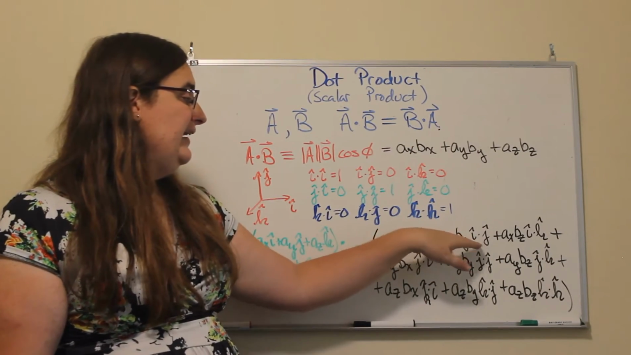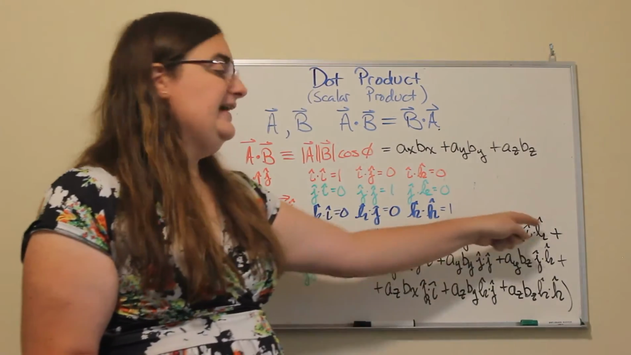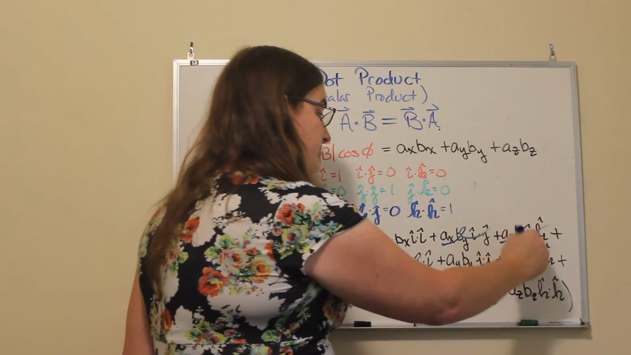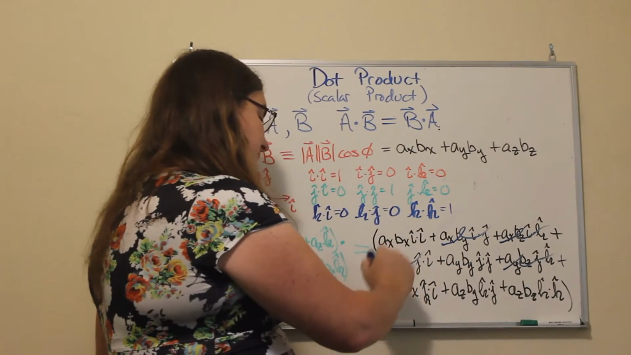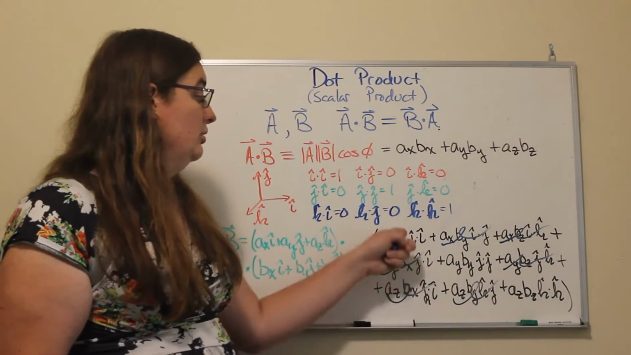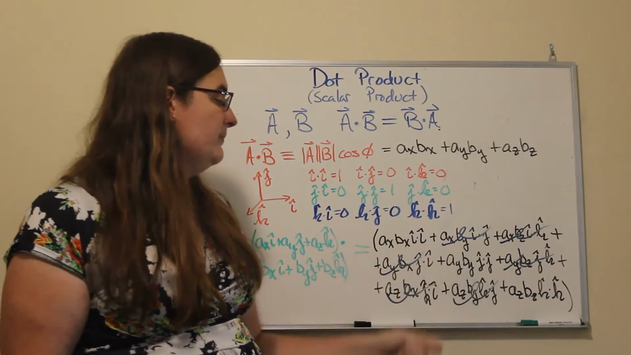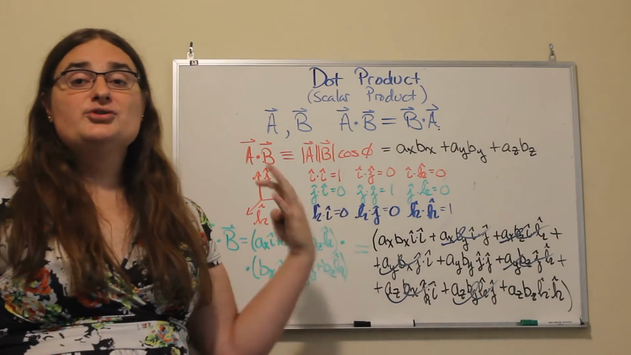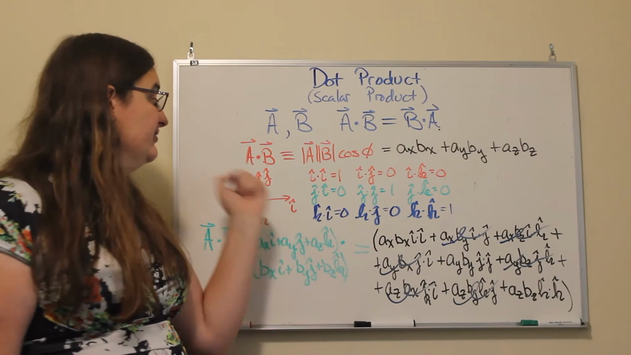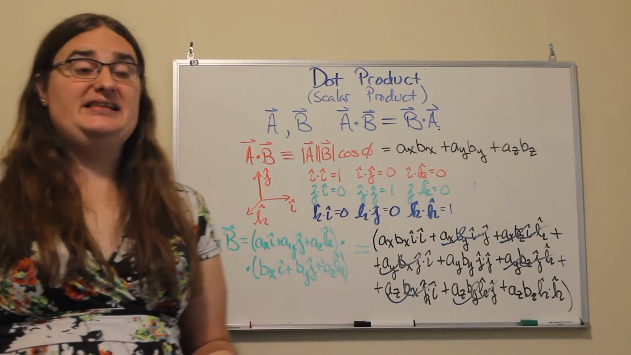Then Ax By, i dot j, is 0, so that goes away. i dot k, 0. j dot i, also 0. j dot k, 0. k dot i, 0. k dot j, 0. The diagonal components of this distribution, Ax Bx, Ay By, Az Bz, are all going to be multiplied by 1. So we could also say that the dot product is equal to Ax Bx plus Ay By plus Az Bz.